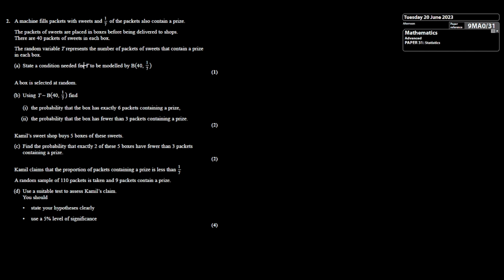State a condition needed for t to be modelled by the binomial distribution n is equal to 40, and the probability is a seventh. Well, one obvious condition that needs to be satisfied is that the events, in other words, picking a packet, has to be independent from the next event. In other words, if you pick a packet and it contains a prize, you mustn't keep it, you must put it back into the selection so that the next pick can have the same probability. So here is that written down.